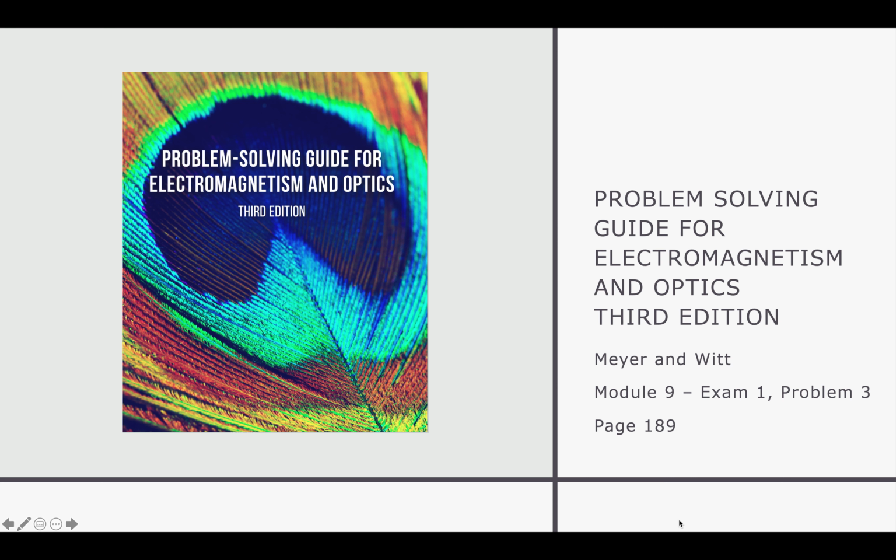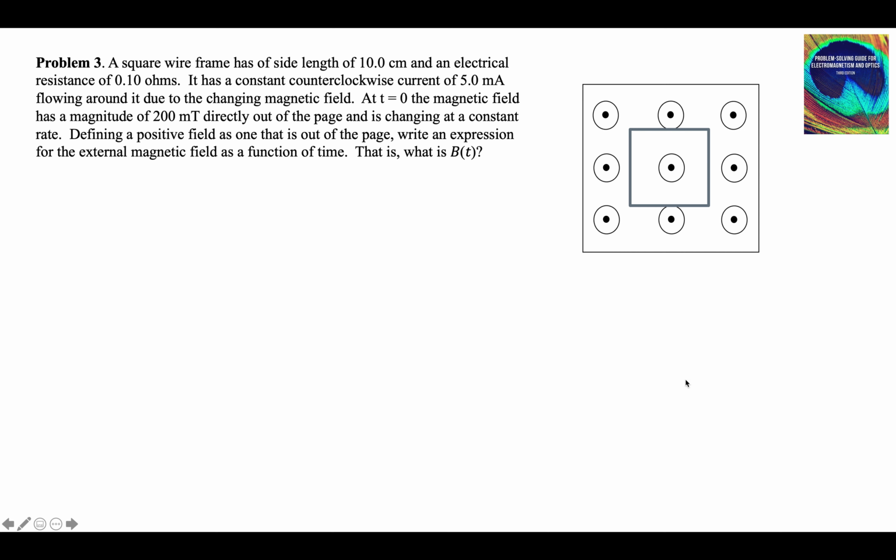This is a walkthrough of problem 3 on exam 1 of module 9 in the book Problem Solving Guide for Electromagnetism and Optics. Problem 3: a square wire frame of side length 10 centimeters, electrical resistance of 0.1 ohms, has a constant counterclockwise current of 5 milliamps flowing around it due to the changing magnetic field. At t equals 0, the magnetic field has a magnitude of 200 millitesla directly out of the page and is changing at a constant rate.